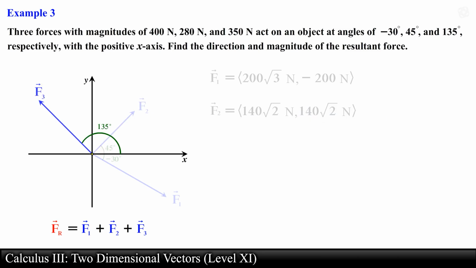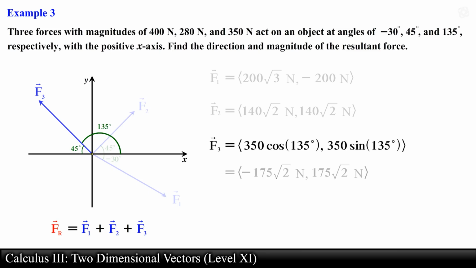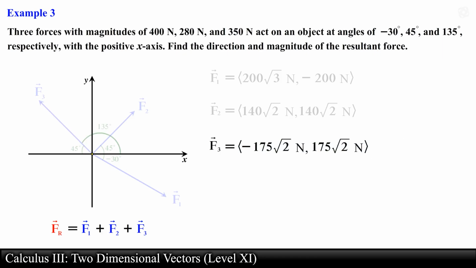For the final force, we can either use the angle provided to us, in this case 135 degrees, or use the smaller angle that it makes with the negative x-axis, in this case 45 degrees. We just need to make sure that we label each of the components' direction correctly. Doing that, we obtain negative 175 times the square root of 2 and 175 times the square root of 2 for the x and y components, respectively. Now it is just a matter of adding these forces component-wise.